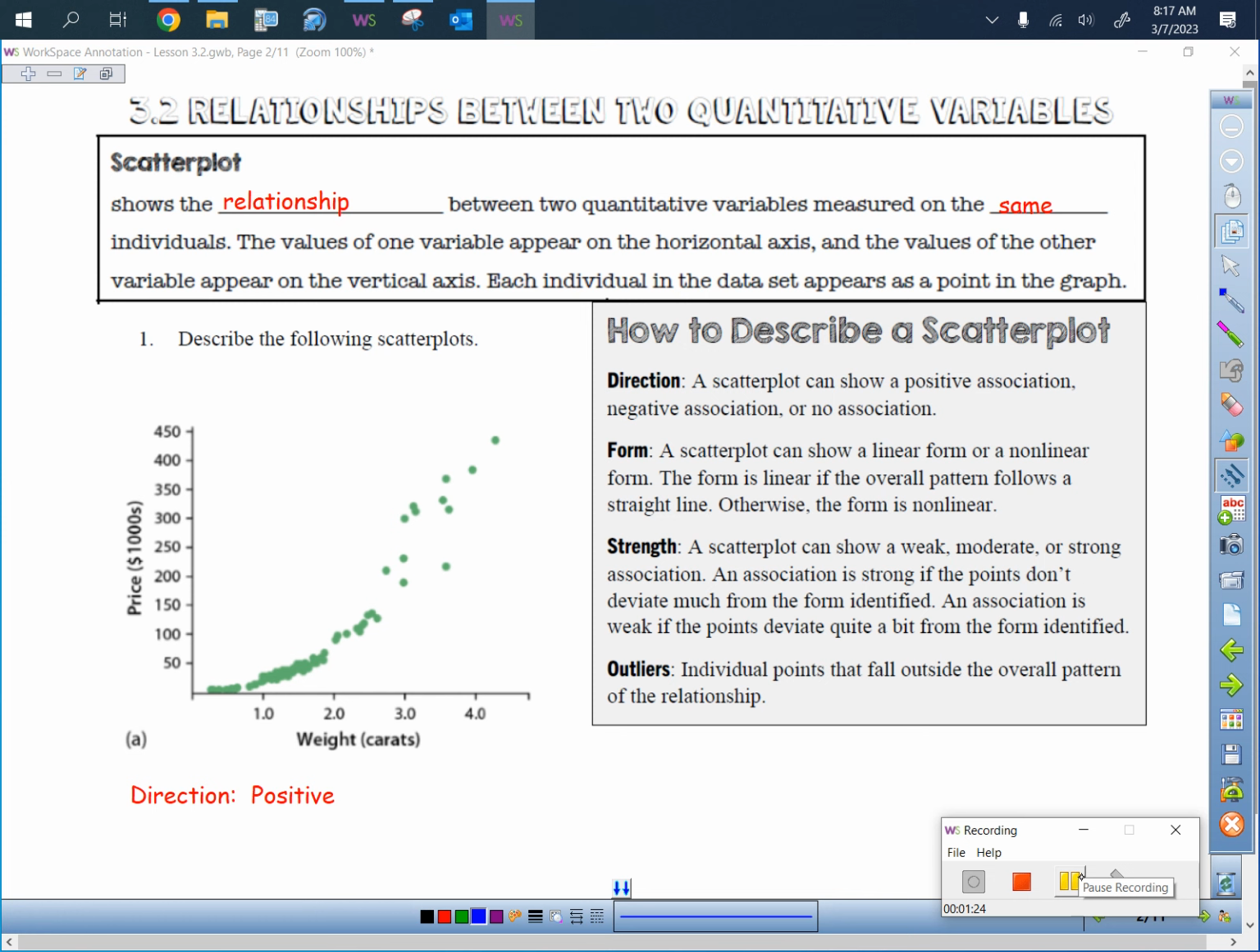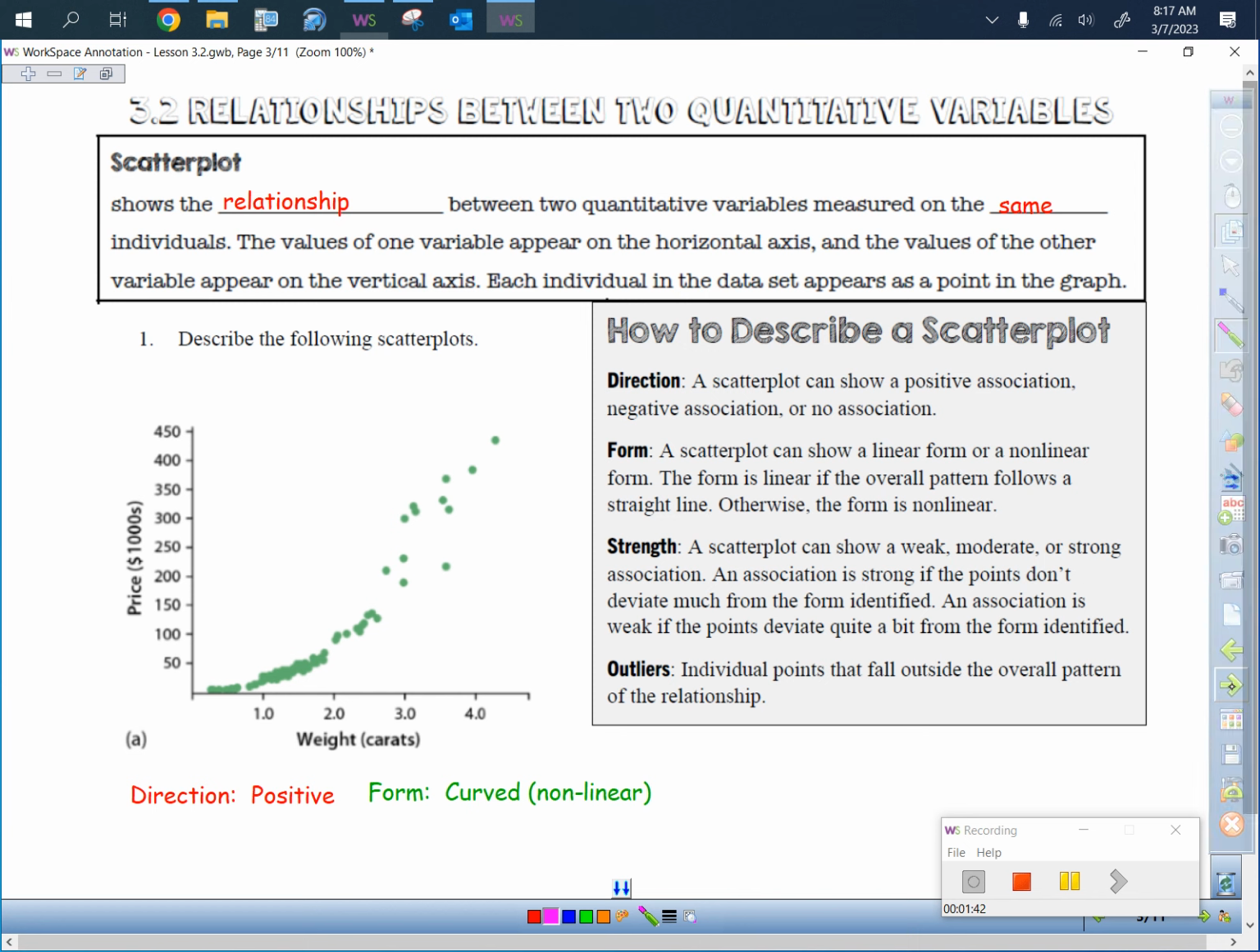And then when they ask you for the form, they're really asking linear or nonlinear, and that takes a few examples to get used to. But what do you think about this? Curvy or straight? What would you say about that data? Yeah, it's pretty curvy. So we will say that the form is curved. Sometimes on your homework it'll say nonlinear, but I think this data really fits the curve.